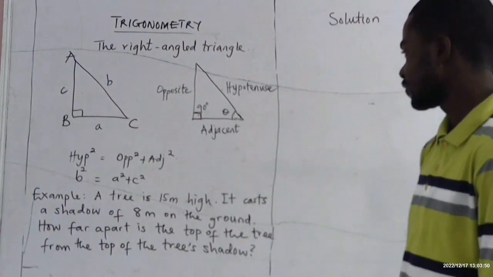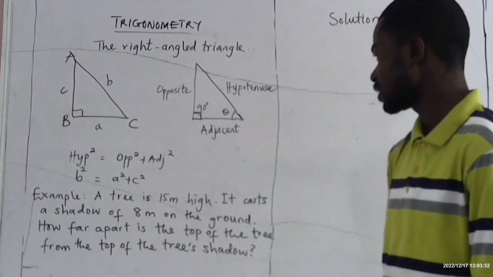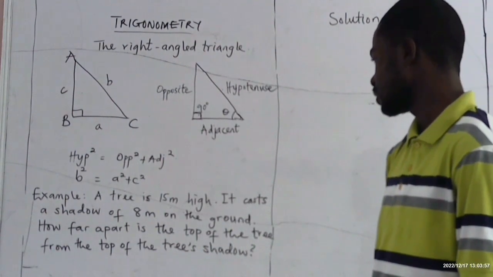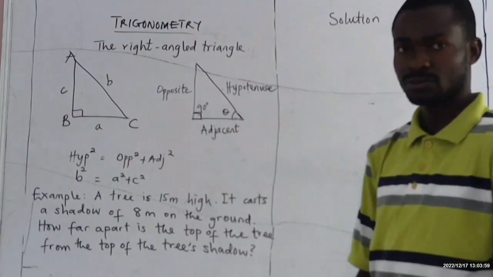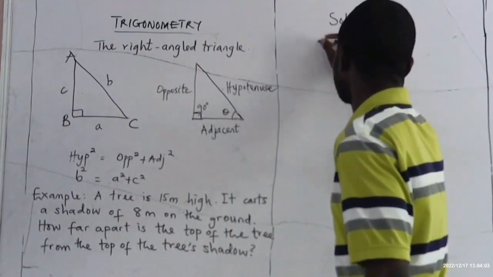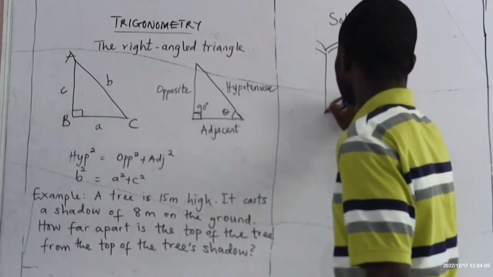A tree is 50 meters high. It casts a shadow of 8 meters on the ground. How far apart is the top of the tree from the top of the tree's shadow? So we start by sketching a tree. Let's say this is the tree.